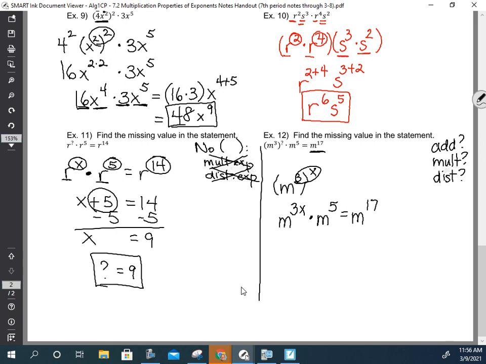So now let's keep going. Do I have any parentheses? No. So multiplying and distributing, you need the parentheses. So since I don't have them, there's only one other thing that I can do, and that's add the exponents. So if you take 3x and add it to the 5, that means you have to get 17. So 3x plus 5 equals 17.